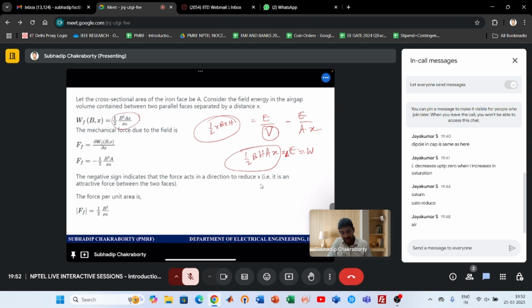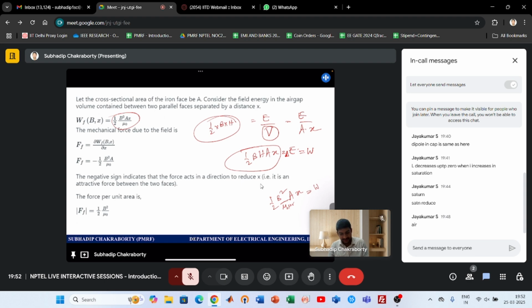And H is what? Or I can write everything in terms of B. So half B square by mu A x is nothing but, and mu 0 mu r you can write for a particular material, this is nothing but the work, right? Or the energy. Because what is work? Work is nothing but change in energy. So assuming zero initial energy, you can just assume this is the energy stored.